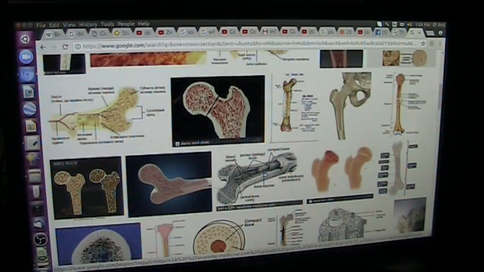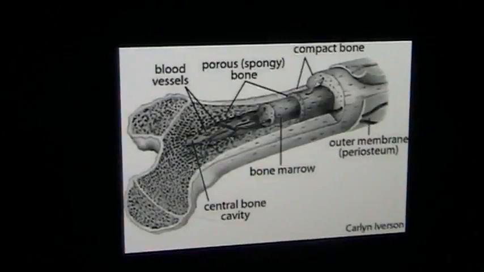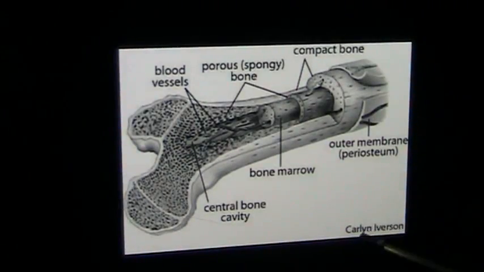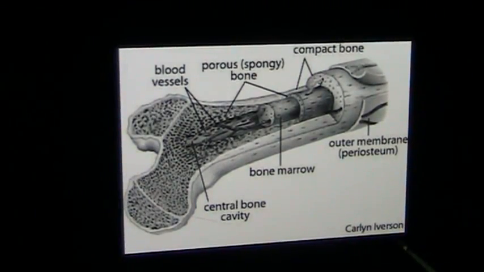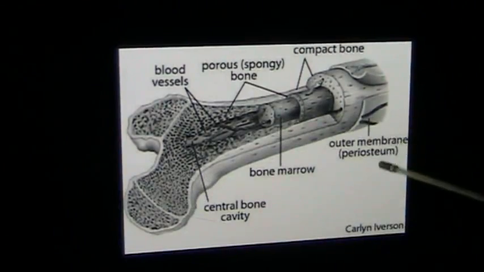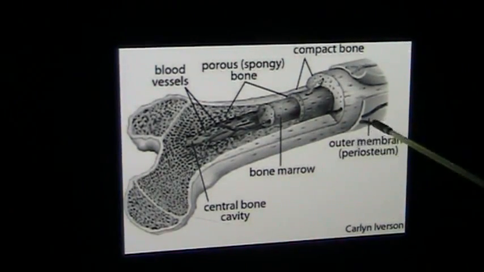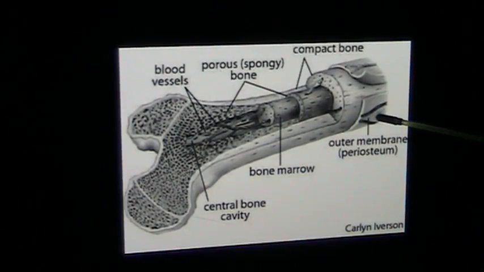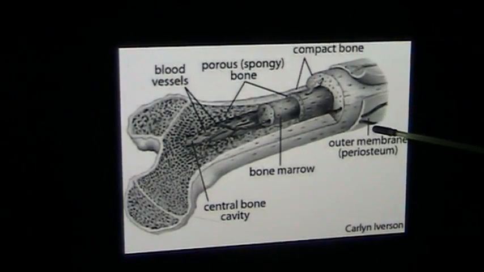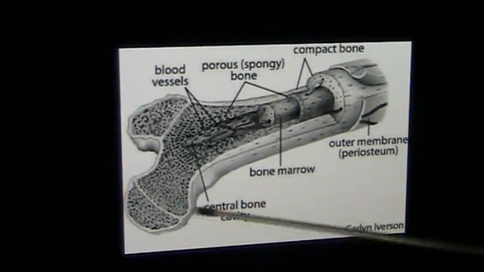Around your bones, there's something called periosteum. You see it down here? I don't know if you can see this. Let me get a better picture. Hold on. All right, this picture is by Carlin Iverson. Now, this is typically what is internally in a bone. See this membrane, the periosteum membrane, it's like a blanket. The ancients called it tunica, and it wraps the bones.